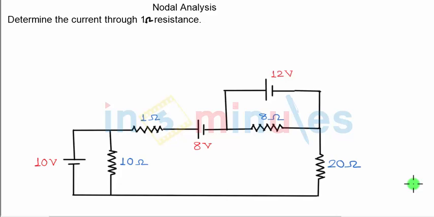In this video clip, we will discuss the next problem on nodal analysis. In the video clip before this one, we have discussed the concept of supernode. In this particular question, we have to determine the current through 1 ohm resistance. 1 ohm resistance is here and we are going to use nodal analysis.